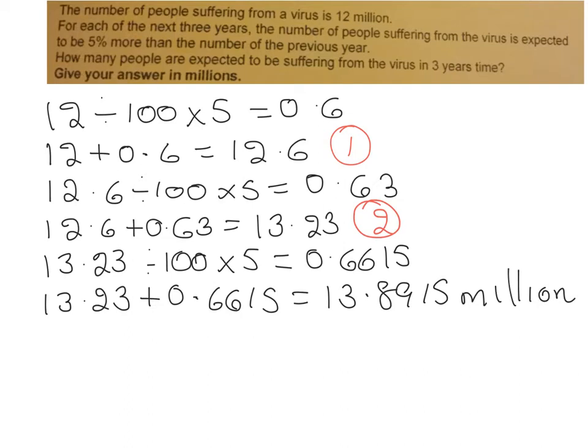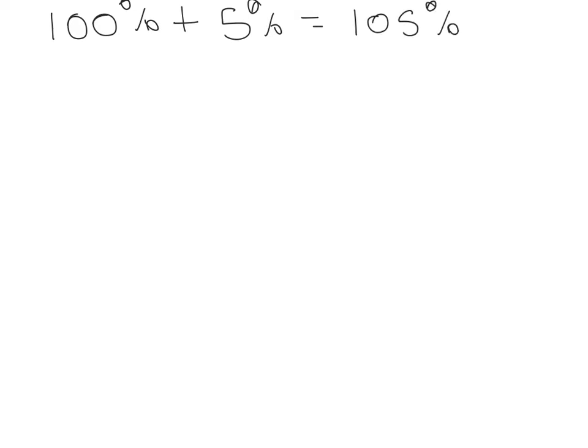Now for the short way. So the first thing we want to do is find our percentage multiplier. So we're going to start with 100%. And this time we are increasing, so we are adding on by 5% every year. So at the end of 1 year, or at the end of every year, we're going to have 105% of what we originally started with. Change that into a decimal and you get 1.05. That is our percentage multiplier.